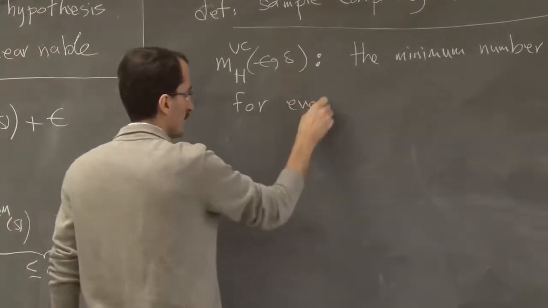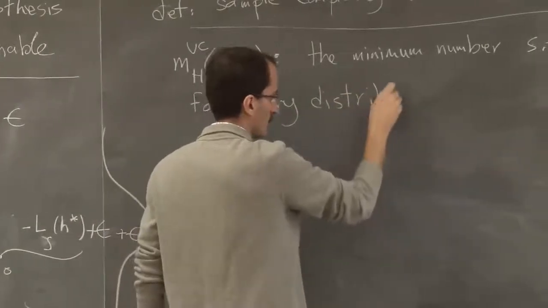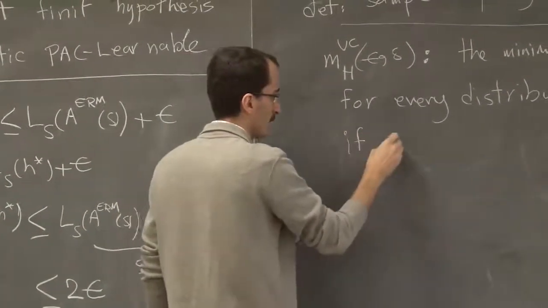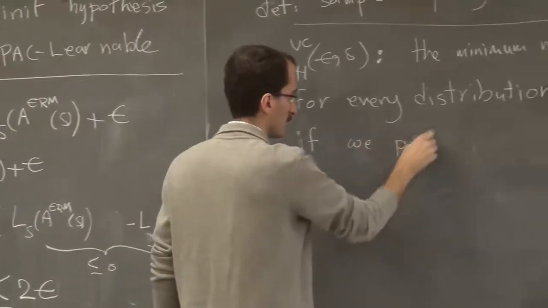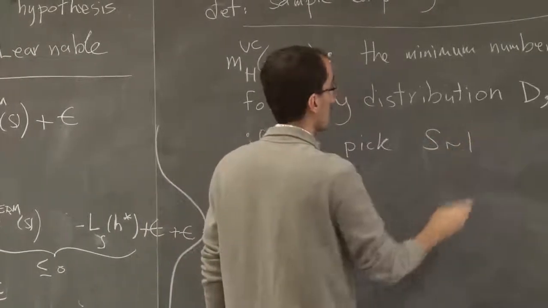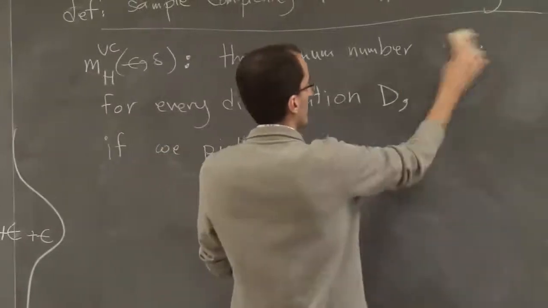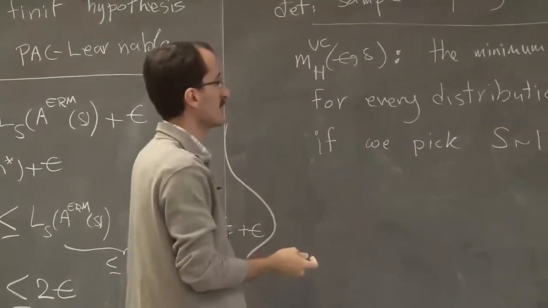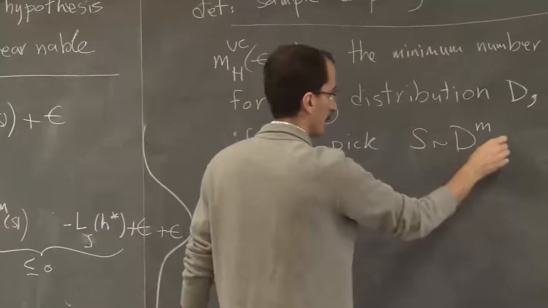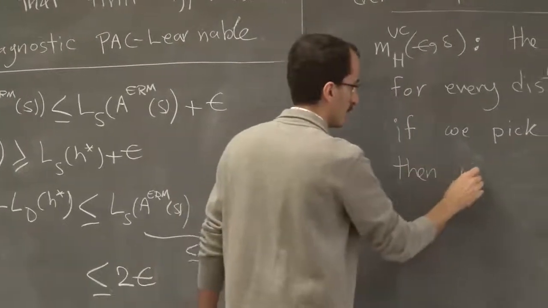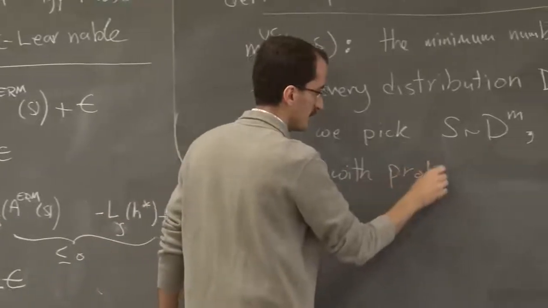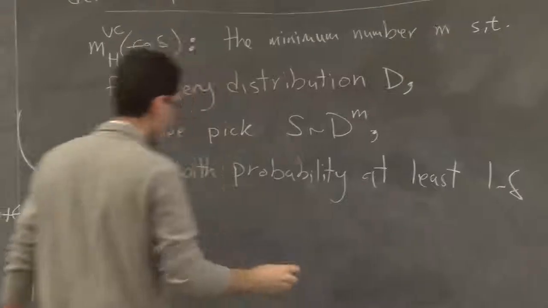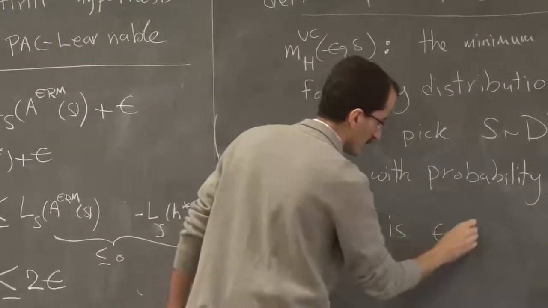for every distribution D, if we pick a sample of size m, then with high probability, with probability at least 1 minus delta, S is epsilon representative.